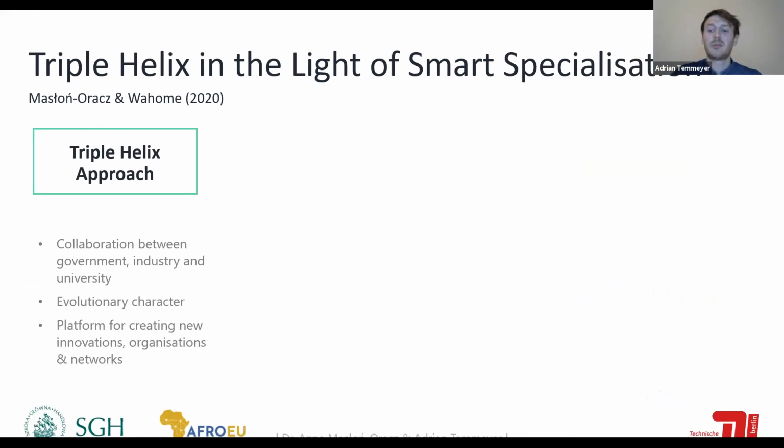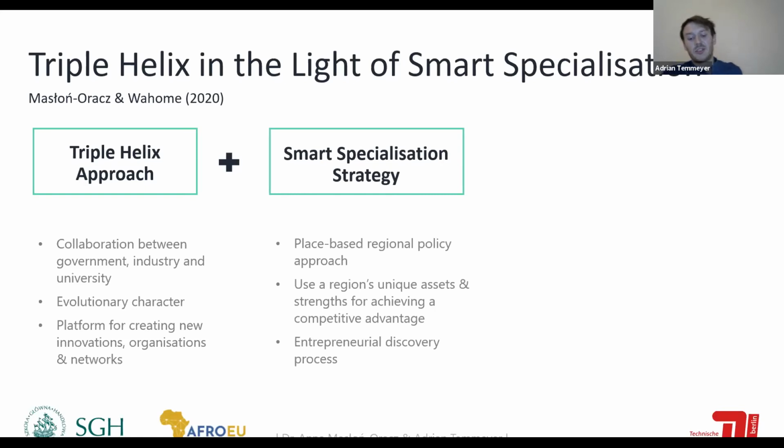And to institutionalize this frugal innovation approach, we built a framework based on the triple helix in the light of smart specialization model by Marcel Borac and Verhoeven, which I will shortly introduce. So it is built from the triple helix approach, which shows the collaboration between government, industry, and university to develop innovations, organizations, and networks, which is serving as a platform for smart specialization strategies.